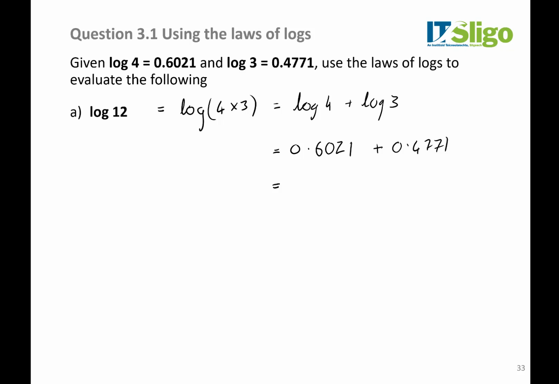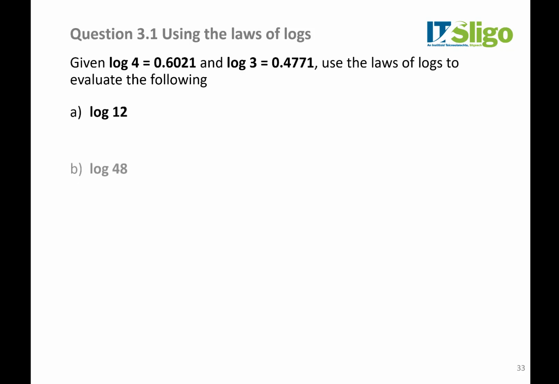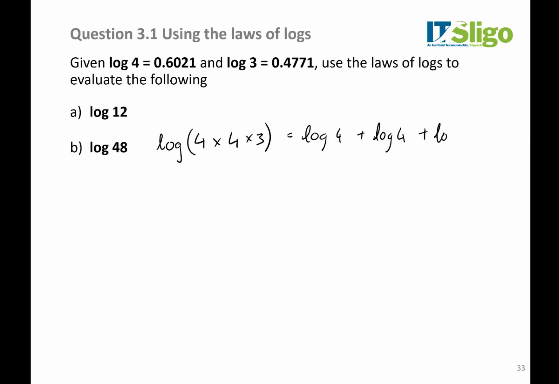I'm just checking I haven't made any errors. So this gives us 1.0792. The log of 48, well, that could be written as the log of 4 by 12, which we did in the previous one, but we could do it this way. So now this just becomes the log of 4 plus the log of 4 plus the log of 3.